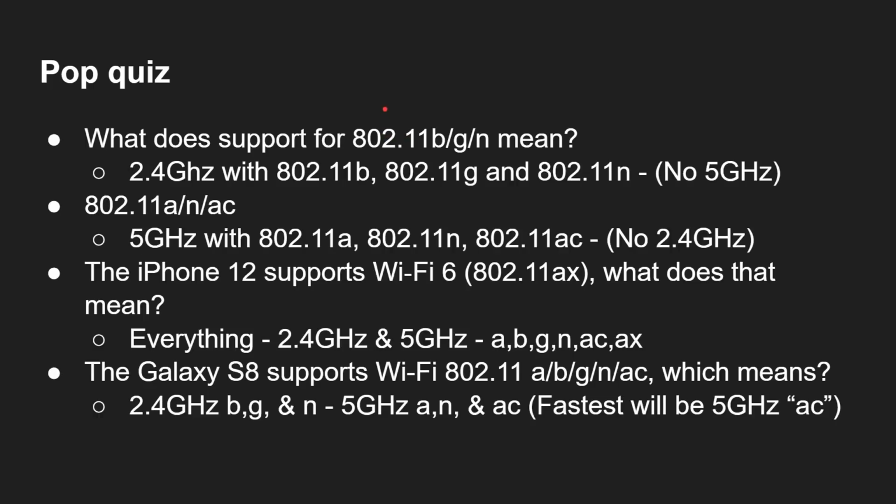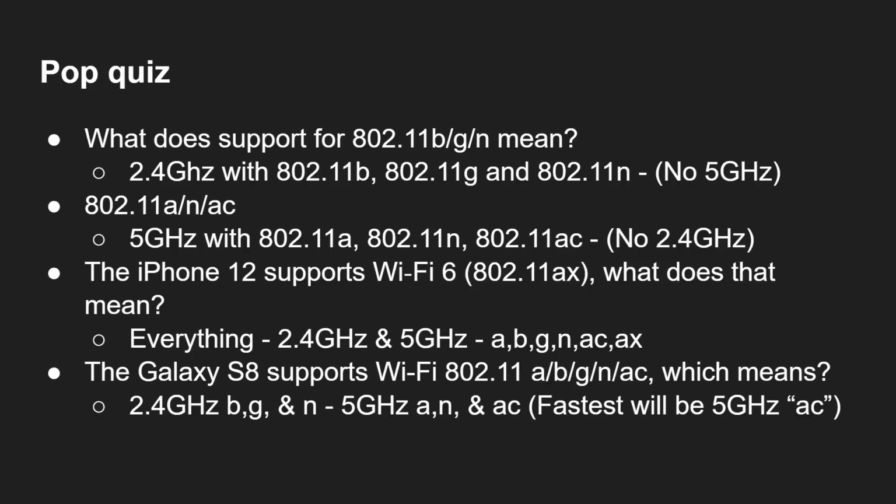So if it supports BGN, it means it's only 2.4 gigahertz. It supports 11b, 11g, and 11n, but without the 5 gigahertz parts of 11n. Okay, so it's only the 2.4 gig. Now, if you've got an 802.11anc device, that means it's 5 gigahertz only. It supports 802.11a, 802.11n, but only the 5 gigahertz part, and 802.11ac. So there's no 2.4 gigahertz around.